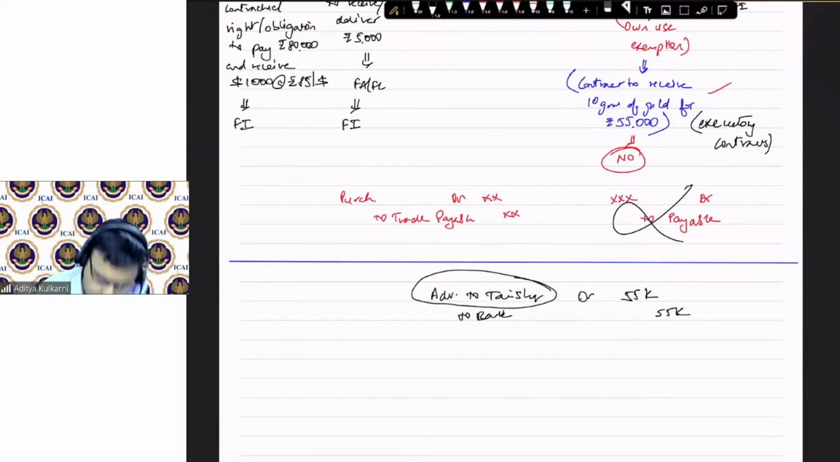Advance to Tanishq, you will have to check whether it is a financial asset. What are you going to get against this advance? Are you going to get cash? No, you are going to get gold. So is it a financial asset? Answer is no. And therefore, this is no longer covered under financial assets. It is a regular asset.